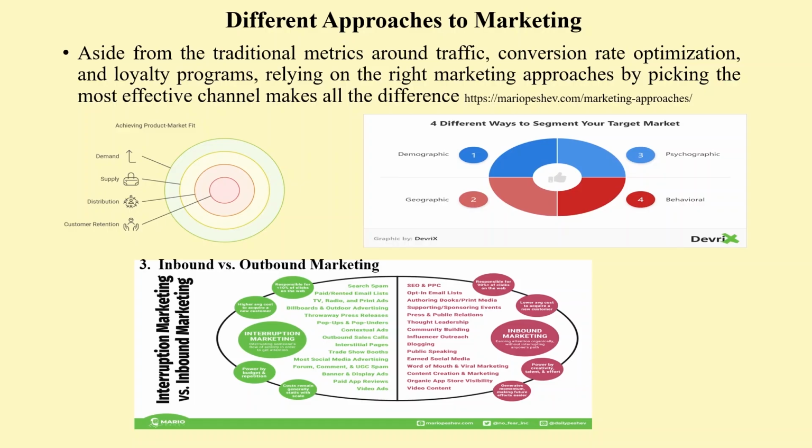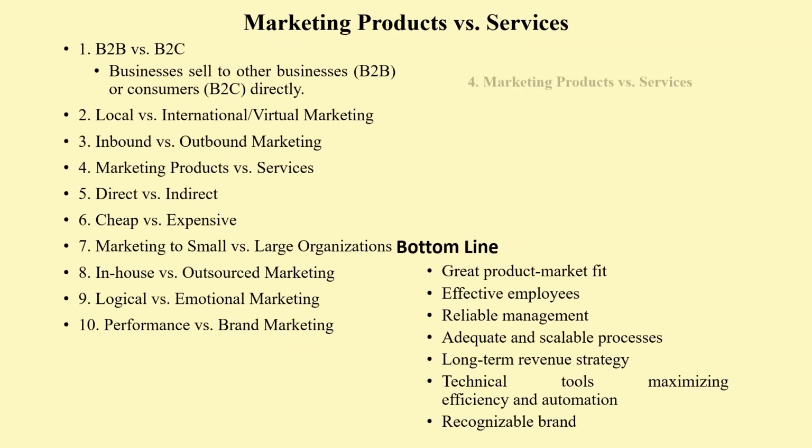Great product-market fit, effective employees, reliable management, adequate and scalable processes, a long-term strategy, and technical roots. See, my friends, this is how marketing of products and services works. To implement a marketing strategy, you need to have a marketing audit, because for any marketing product it is important to make certain that all relevant aspects are included in the analysis. A marketing audit helps ensure that no relevant aspects are omitted. So that is important.